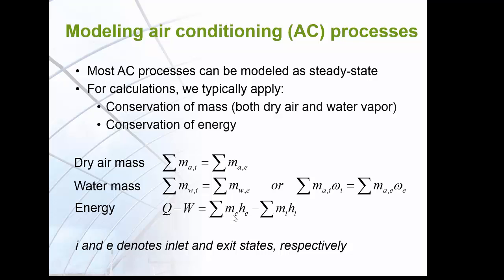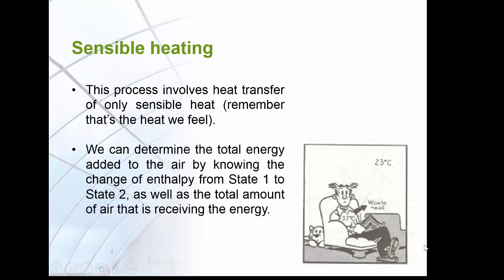For the flow energy terms, we look at the total mass of exiting air as well as the enthalpy of the air exiting the control volume system. At the inlet condition, we look at the mass of incoming air and the enthalpy of the air coming into the control volume system. So using these mass and energy conservation principles, we can determine the amount of heating or cooling or humidification or dehumidification in a given psychrometric process.